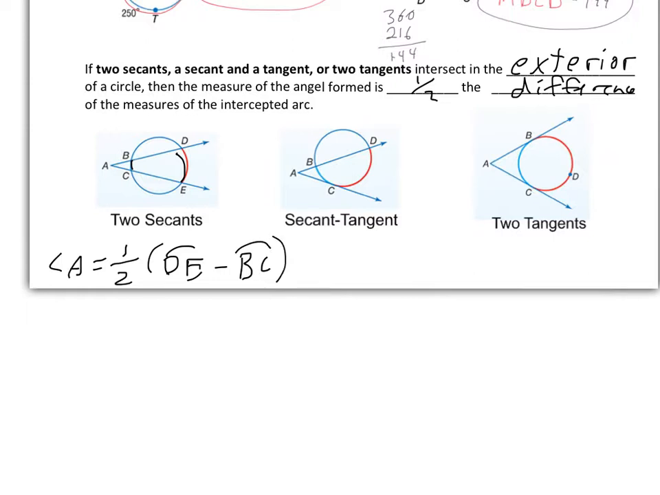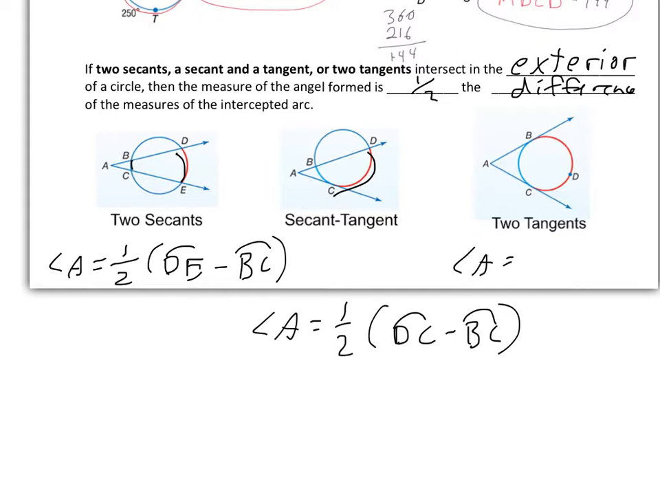Okay, this second example, angle A still is equal to 1/2 times the larger arc, DC, minus BC. And then this last third one, angle A would be equal to 1/2 arc BDC, sorry, BDC, minus BC. Okay, so let's look at an example of those.